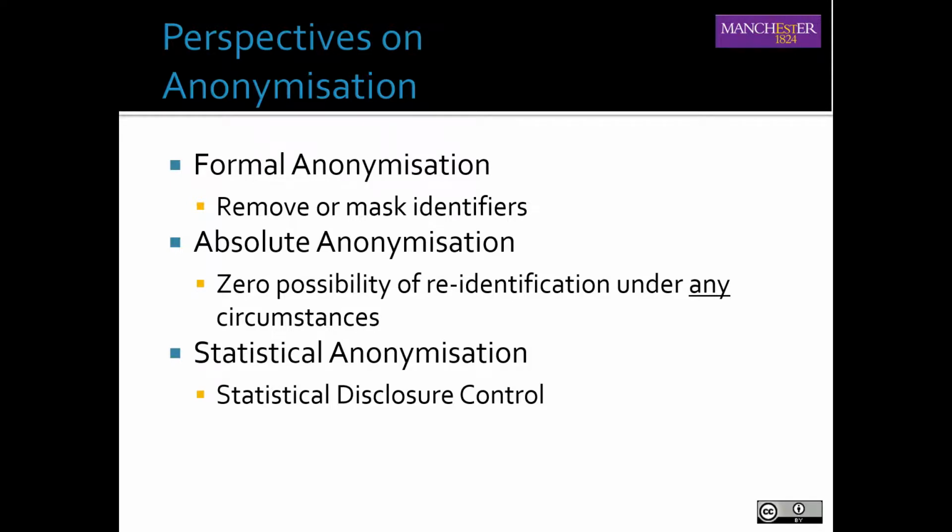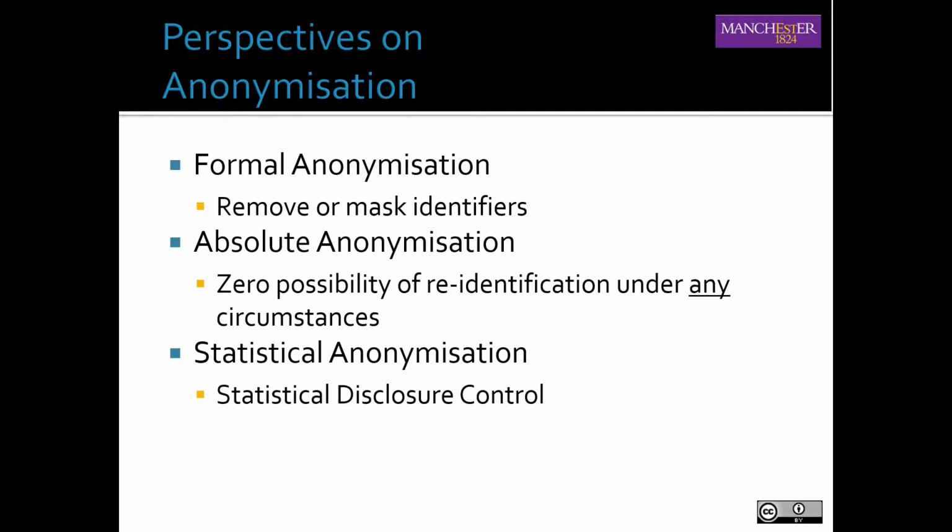So here are some perspectives on anonymisation. Formal anonymisation is the removal or masking of identifiers; some pseudonymization comes into this category. It's rarely sufficient. Absolute anonymisation is the zero possibility of re-identification under any circumstances. And as indicated earlier on, this is a straw person. It doesn't actually mean anything. In fact, if you want data that's useful, absolute anonymisation is an impossibility. And obviously, if you don't have useful data, why have you got the data at all?